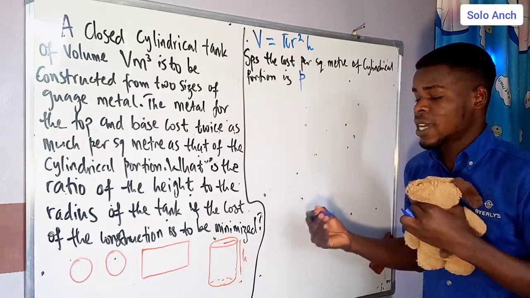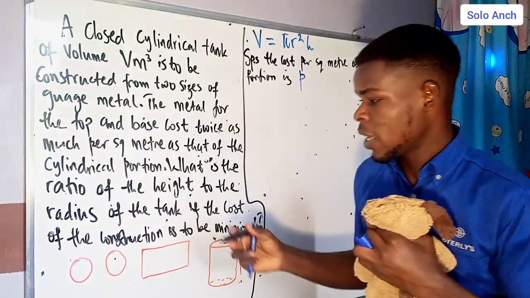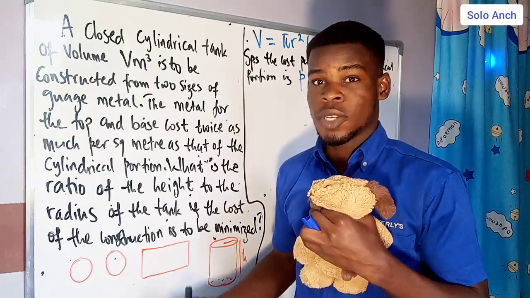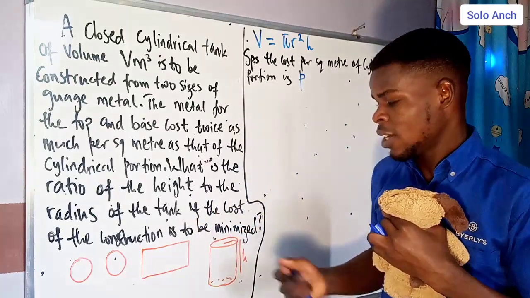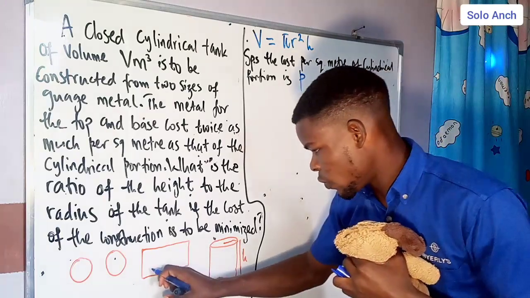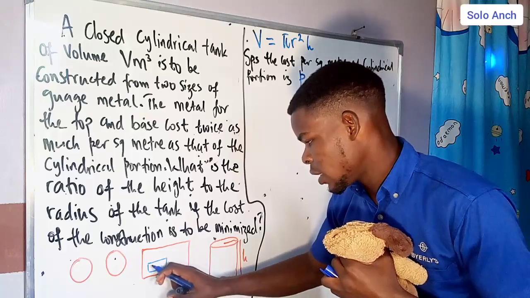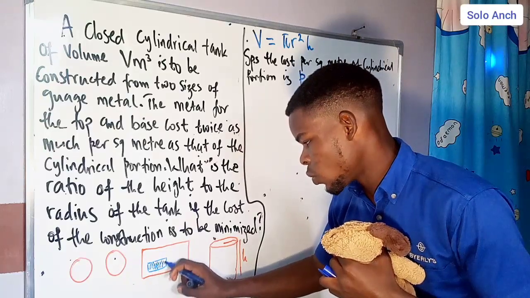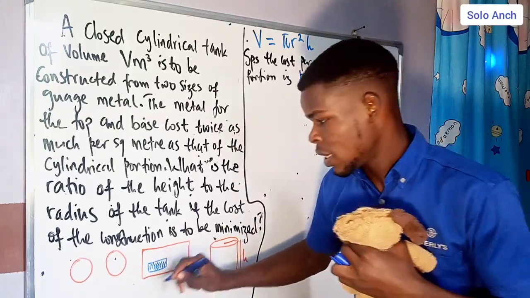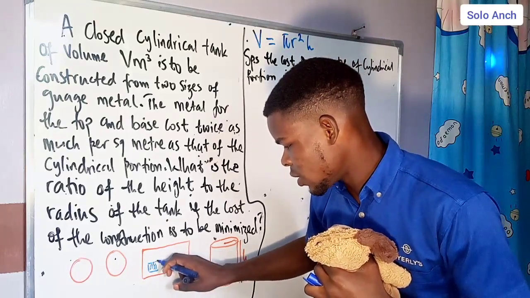What that means is that the cost per square meter of the metal used for the top, and the metal used for the base, is going to be 2 times P. Let me tell you what that means. This is the cylindrical portion which we've gotten out here. Let's say this is 1 square meter of the metal; it costs P. Now if you try to measure that same square meter, let me draw this as a square.